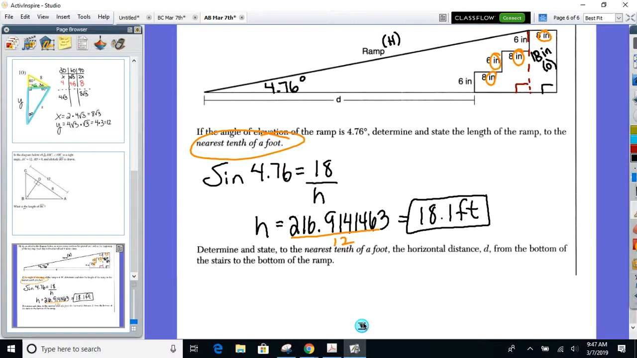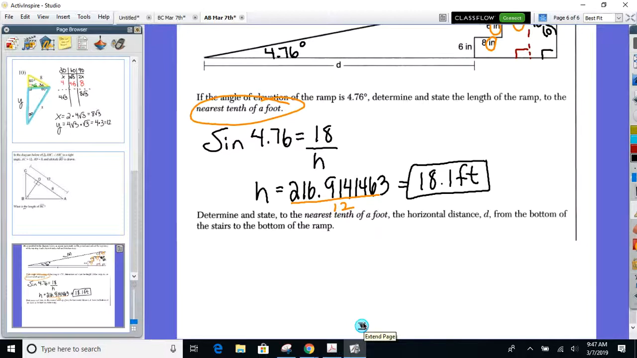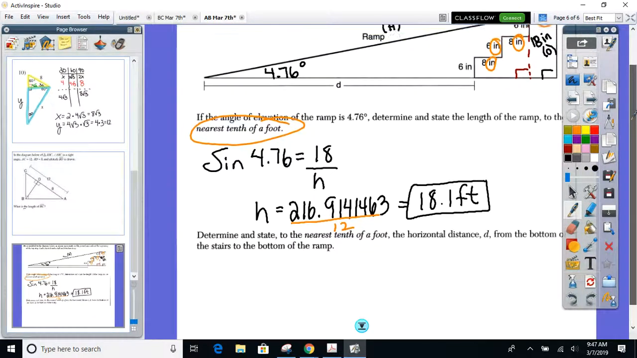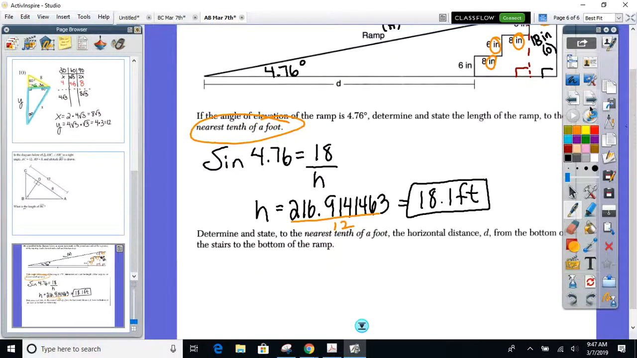What do we have in store for this next part? Nearest foot again, so keep that in mind at the end. The horizontal distance D. So find D. What side is D now? It's the adjacent side to 4.76. We could do Pythagorean theorem or law of sines if you wanted to, but I'm just going to stay with sine, cosine, tangent. So we'll do tangent because I have the opposite side, which was 18.